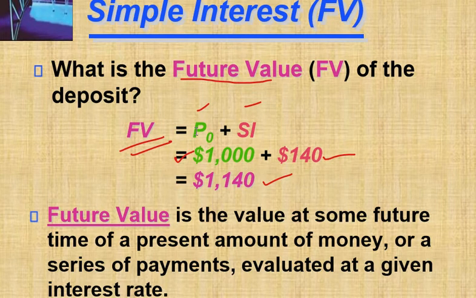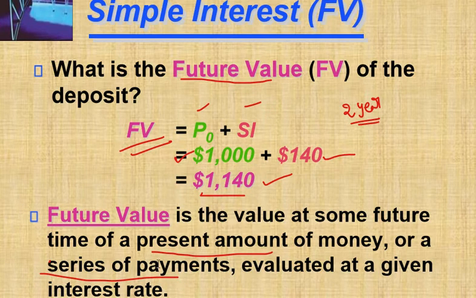Got it? Okay. Future value is the value at some future time. Some future time means after 2 years. Okay. After 2 years, as per simple interest method, your $1,000 investment is becoming $1,140. Future value is the value at some future time of a present amount, $1,000, or series of payments evaluated at a given rate. Series of payments also there.